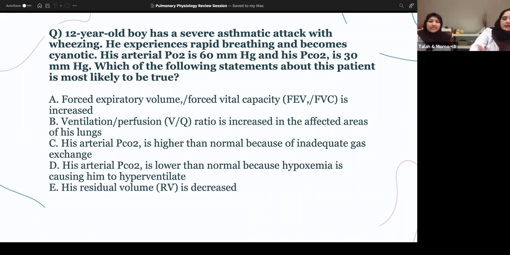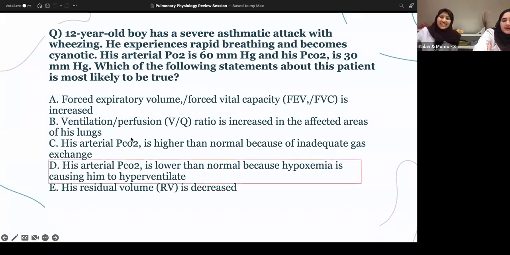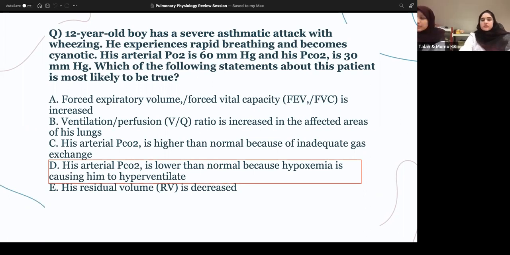Okay, so the correct answer is D. We got a B and an A. Can someone who chose D explain why? Yeah, I think it's because he's hyperventilating. He's hyperventilating, so he's expiring more CO2. Yeah, that is true.